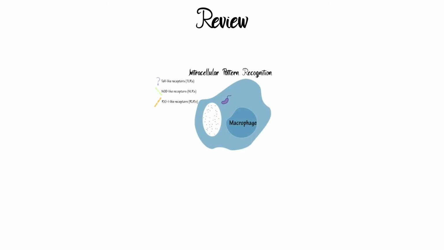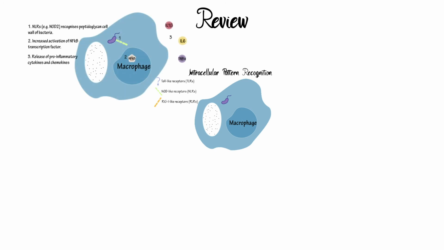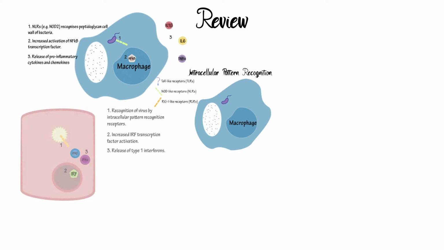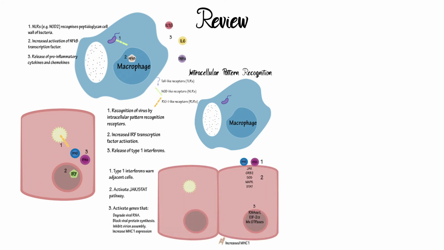So let's review the concept of intracellular recognition of pathogens. Intracellular pattern recognition receptors identify the pathogen as foreign. Depending on the pathogen and the receptor, they react accordingly. Recognition of the bacterial cell wall by NOD-like receptors leads to the NF-kappa B pathway, which leads to the release of pro-inflammatory cytokines and immune cell recruitment, like the extracellular pathway. Recognition by toll-like receptors and RIG-like receptors leads to the IRF pathway, producing type 1 interferons. They warn adjacent cells about the pathogen and upregulate antiviral mechanisms in those cells to decrease viral protein synthesis, and get them to display more of their inner contents on the MHC1 molecule.